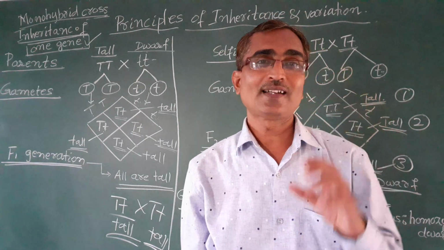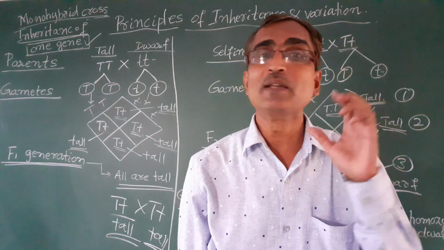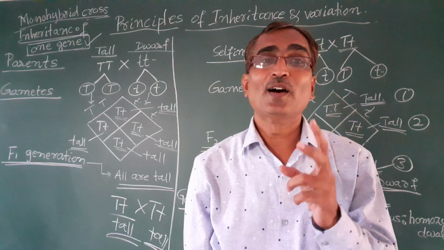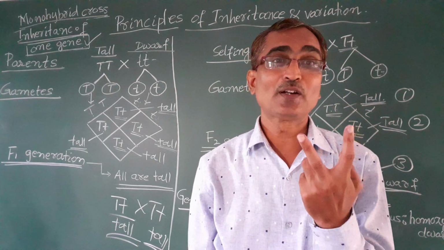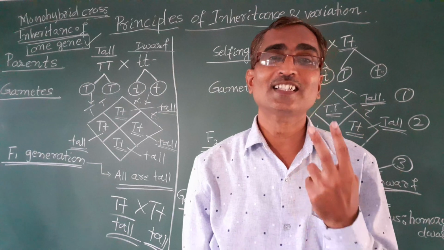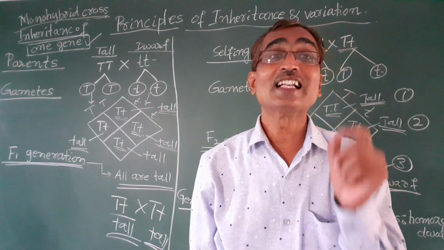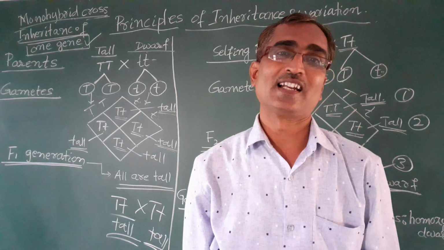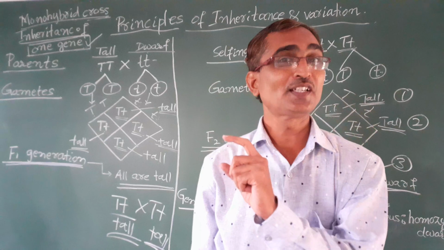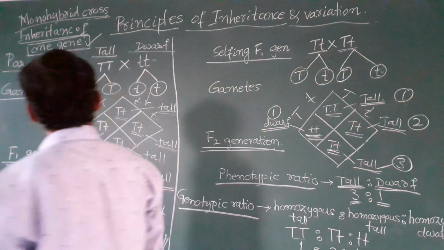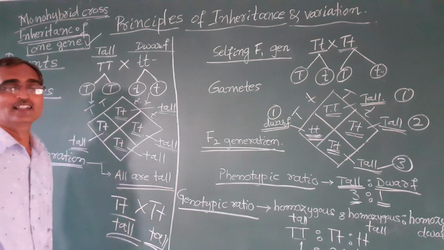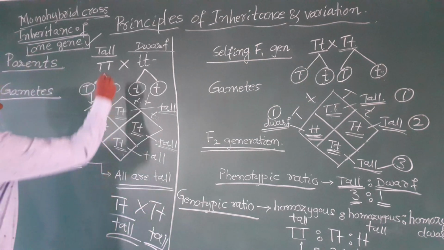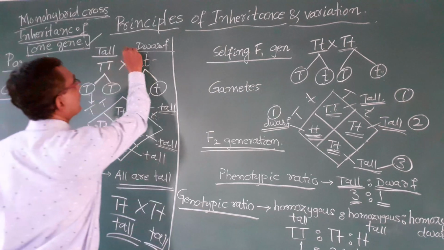The one character taken here is the height of the pea plant, that is, tall and dwarf. Gregor John Mendel studied 7 contrasting characters. Contrasting means opposite characters, so tall and its opposite is dwarf. Here let us see how he conducted the experiment. He took a tall plant and a dwarf plant.